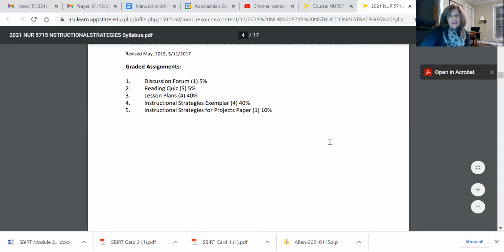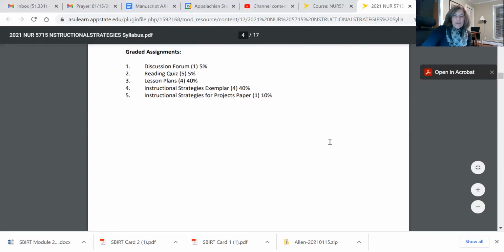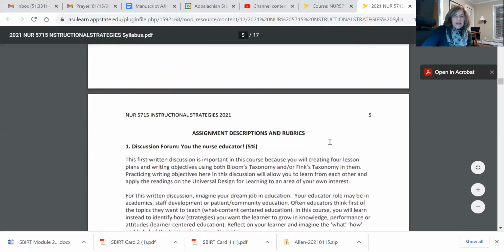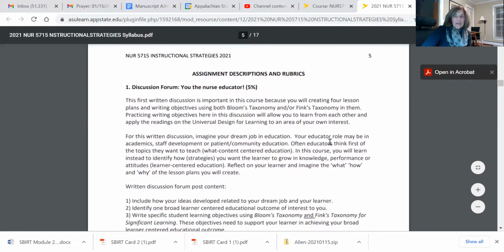There's lesson plans. You'll be doing one of those for each of the 4 settings of education, and an instructional strategy exemplar, and you'll be doing one for each of those settings. And I do hope, like I said, that you can apply these to other areas of your education. And then there's a final paper that is 10% of your overall grade. So that's how the grades are divided up.